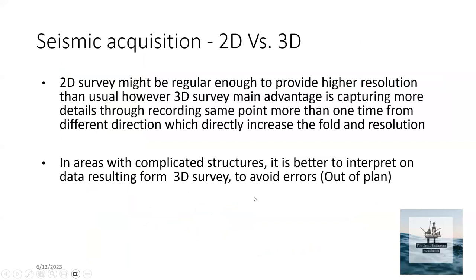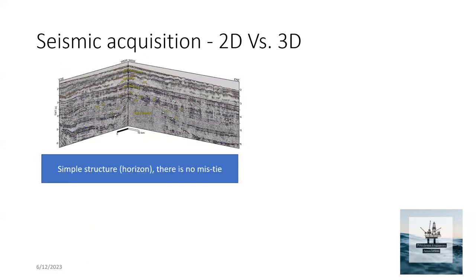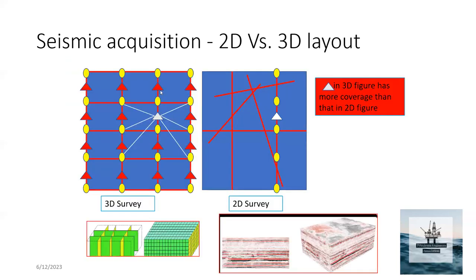Okay, I will go now to another point, the seismic acquisition. We have, as you know, 2D and 3D, and sometimes we have something called 4D. The 2D survey, or the 2D line, sometimes might be regular and sometimes it is not regular. In areas with complicated structure, it is better to interpret data resulting from a 3D survey to avoid error. Let me go deeper on this point. Let me explain this slide first, then I will go back to the other example.